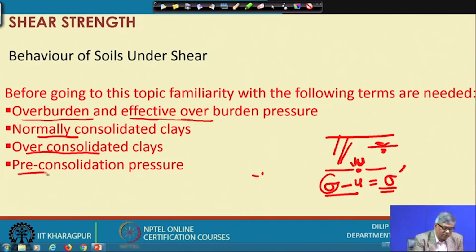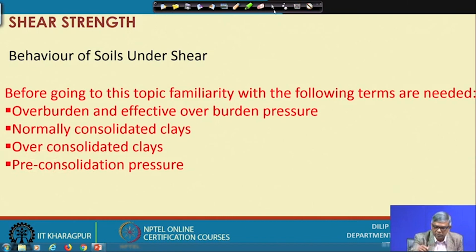And what is pre-consolidation pressure? The over consolidation is done by some pressure, and that pressure is called the pre-consolidation pressure. That means the pressure to which the soil has been subjected. These are the terms that will sometimes be required to understand this material behavior, so I have just introduced those. Let me continue now.